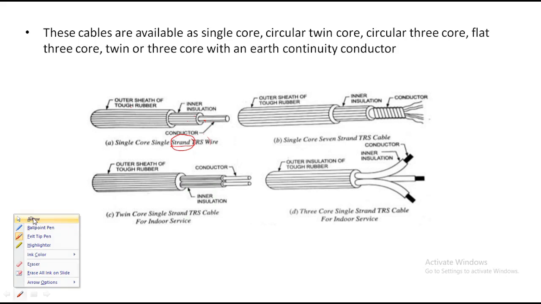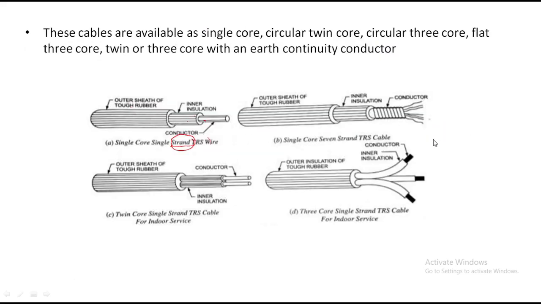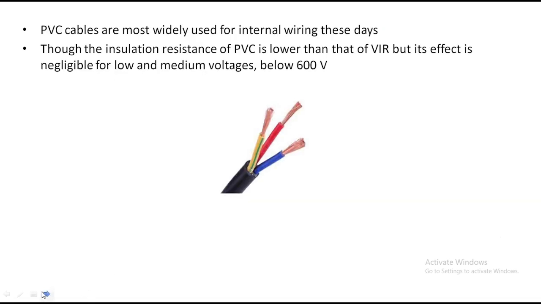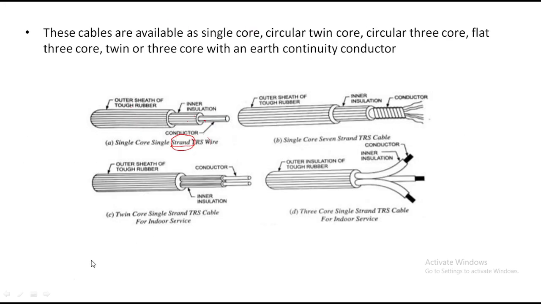And next, single core 7 strand TRS. That means we have 1, 2, 3 cables. We have 7 strands: 1, 2, 3, 4, 5, 6, 7 strands are there. And here is a conductor. 7 strand means 7 different conductors, but here there is only one conductor. It consists of this inner insulation and the outer sheath of tough rubber insulation.